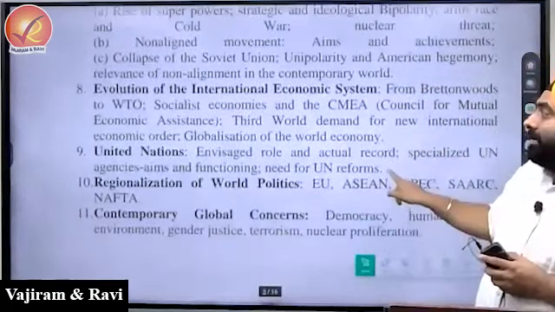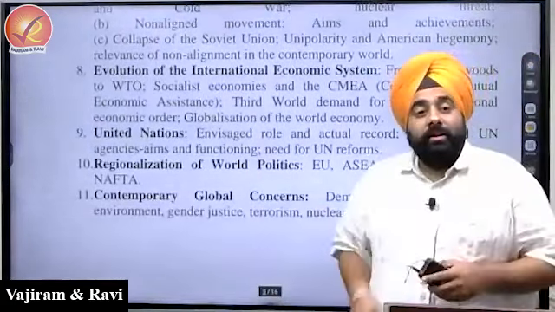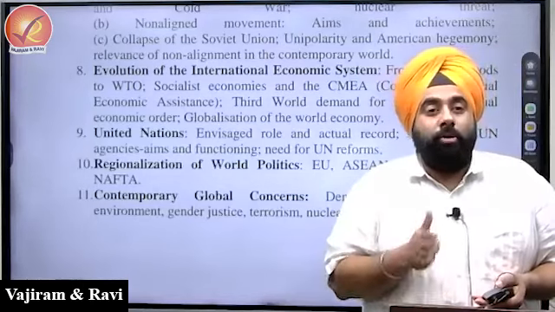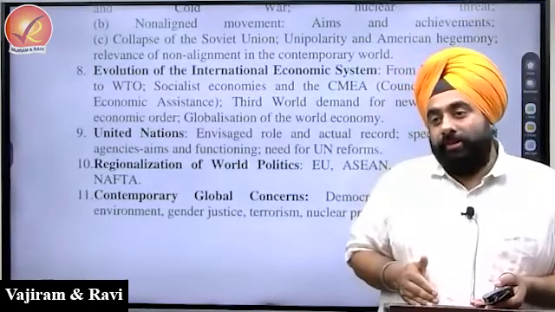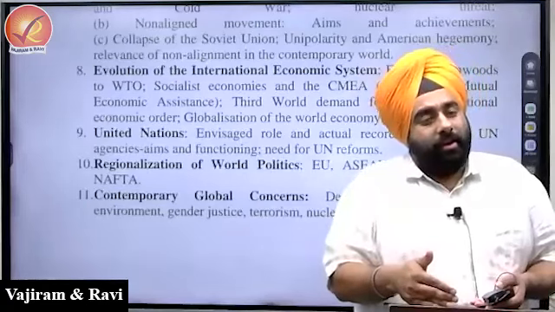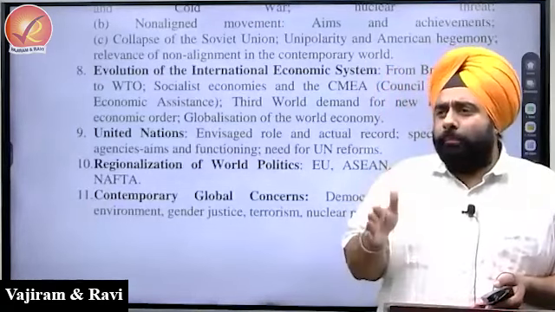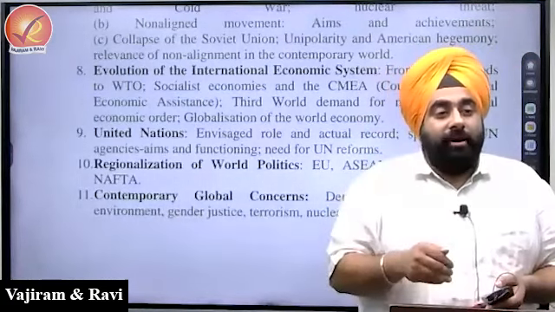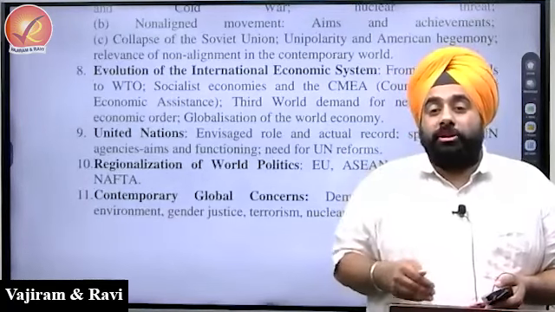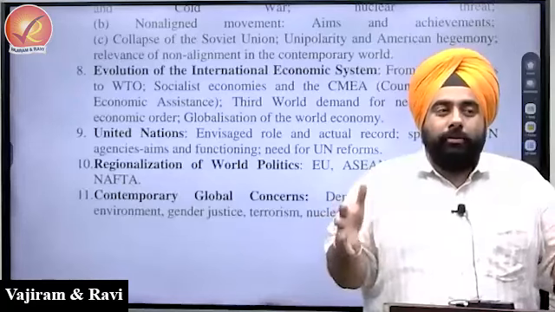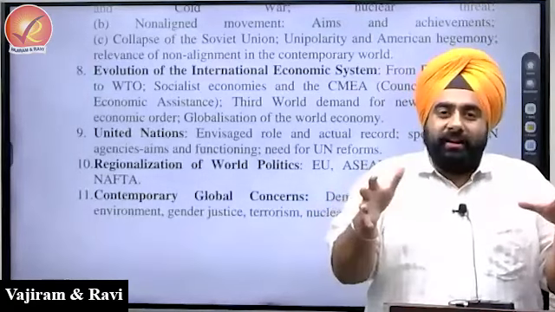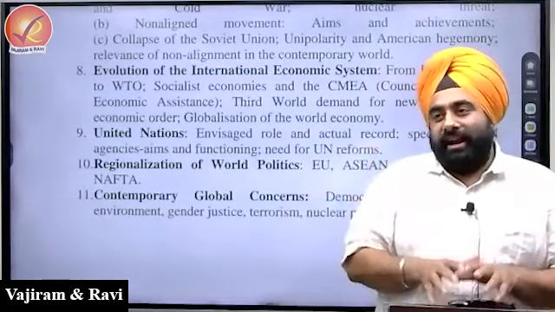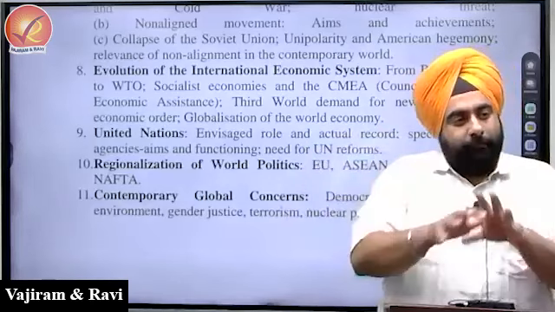Then chapter number 8 is evolution of the international economic system. That too, again, after the end of Second World War, Bretton Woods institutions were established in the world in order to govern the international economy. Which are these Bretton Woods institutions? They are very popular. You may have heard about them, IMF and World Bank. They are called Bretton Woods institutions because they were formed because of a conference which was held in a resort called Bretton Woods in New Hampshire in USA.